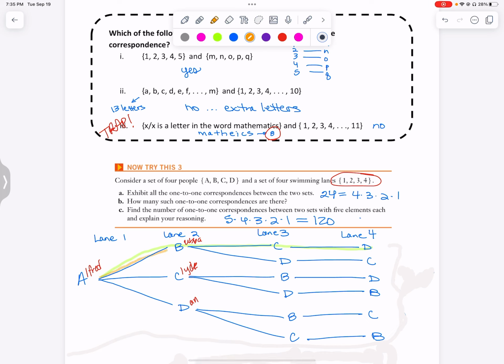Here's another way. There's the second way we could put people in the lanes. Here's the third way we could put people in the lanes. Here's the fourth way we could put people in the lanes. Okay, so when we have Alfred in the first lane, then we have 6 ways. There's 6 ways that we could put Alfred, Bubba, Clyde, and Dan in the lanes if Alfred is in the first lane.